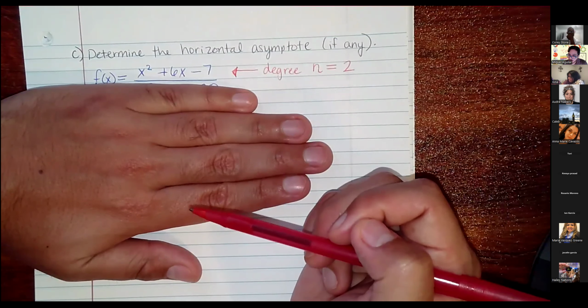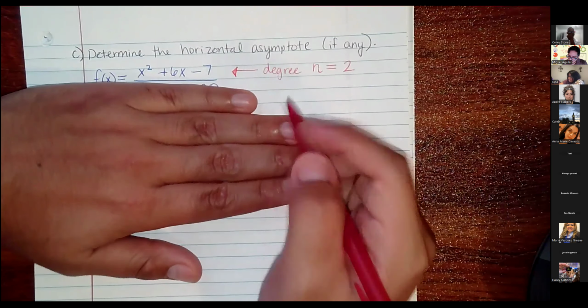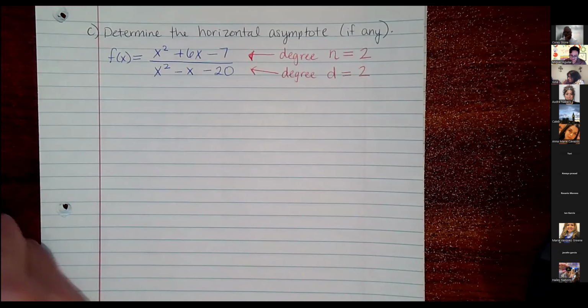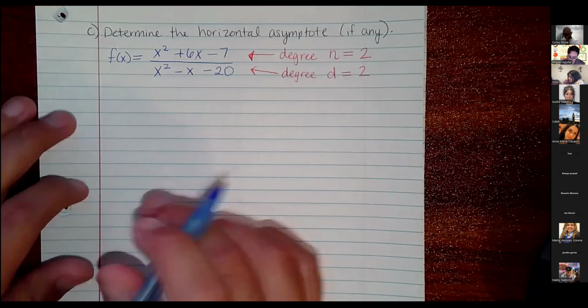Okay? So if you can tell me the degree of the numerator, you should be able to tell me the degree of the denominator. I'm going to call it d, for denominator degree. So what's the degree of the bottom polynomial? 2. Also 2, because that highest exponent is a 2. So we have to go through this checklist, find the degree of the numerator and the denominator, because there are 3 cases that we need to be aware of for the horizontal asymptote.